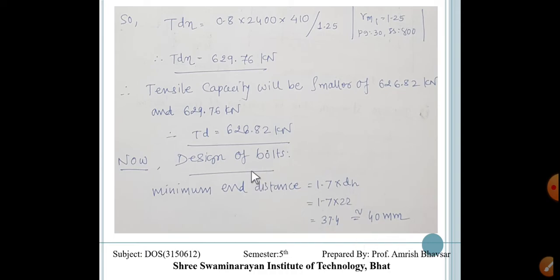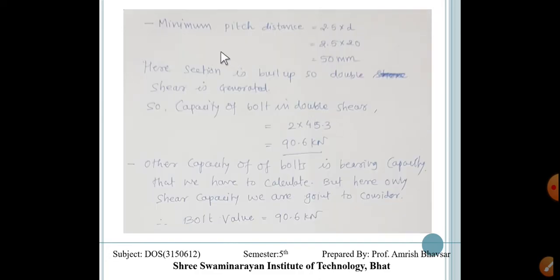Now the next is finding out the pitch distance. Whenever we calculate any bolted connection and number of bolts, we first have to find out the end distance and pitch distance. So here the pitch distance is 2.5 into D. These things we have already studied in our previous chapter, that is bolted connection. Now we are just repeating that bolted connection over here, and that is 50 mm as the pitch distance.